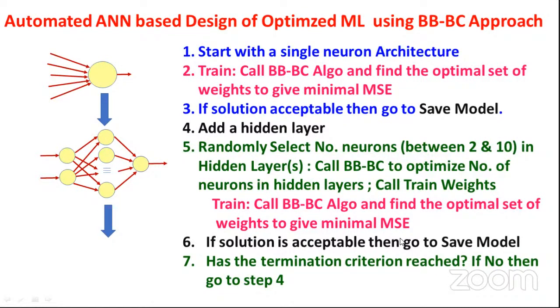In this way, you can evolve the number of neurons in the particular architecture, and you can evolve weights also, right? You can evolve weights also. So you can develop the complete machine learning model architecture in this way.